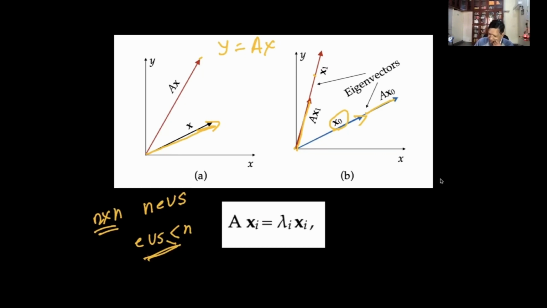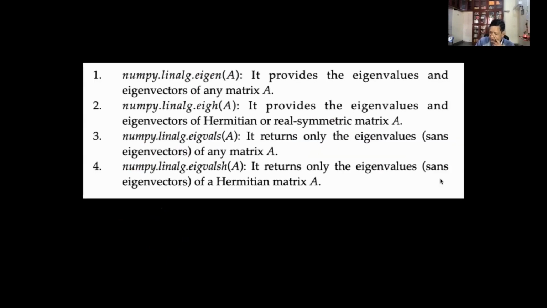In the definition, Axi equal to lambda xi, lambda is the eigenvalue and xi is the eigenvector corresponding to that eigenvalue. You may get n of them, but sometimes we get n minus 1. We'll use Python functions to get them. We will not compute them by hand, and I will not tell you the algorithm for how to compute it; we'll just use the Python function.